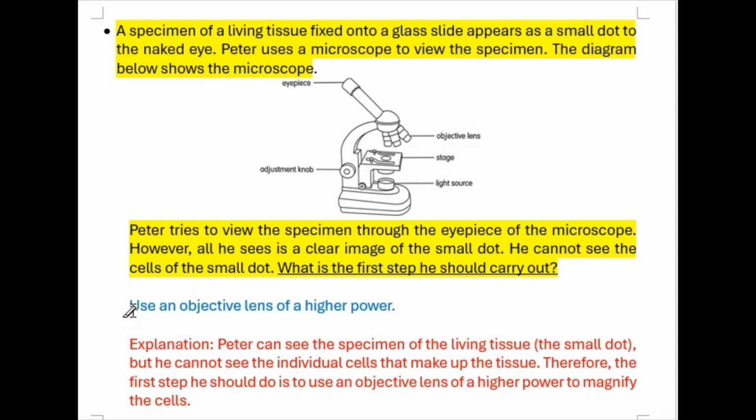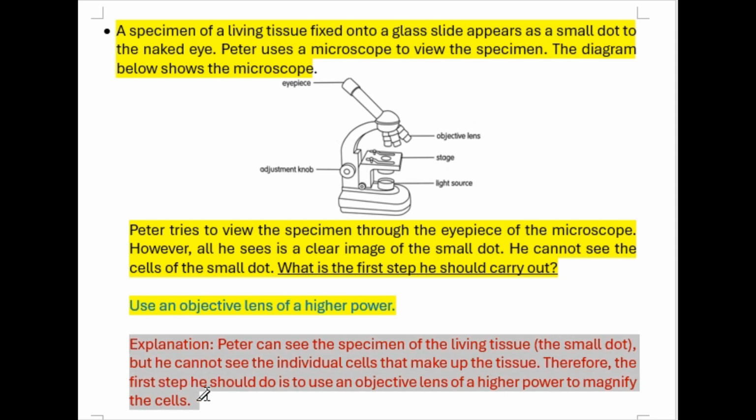Use an objective lens of a higher power. Explanation: Peter can see the specimen of the living tissue, the small dot, but he cannot see the individual cells that make up the tissue. Therefore, the first step he should do is to use an objective lens of a higher power to magnify the cells.